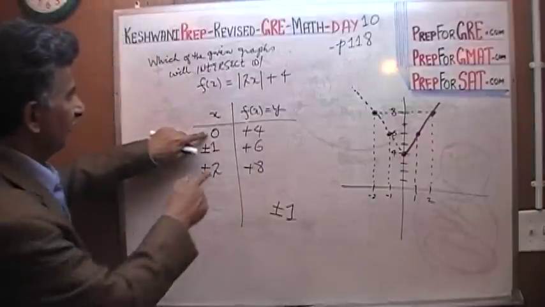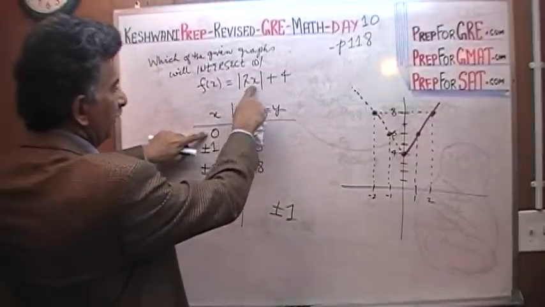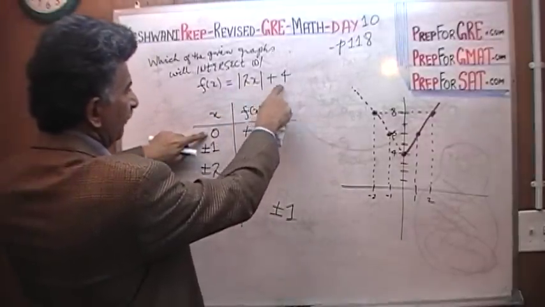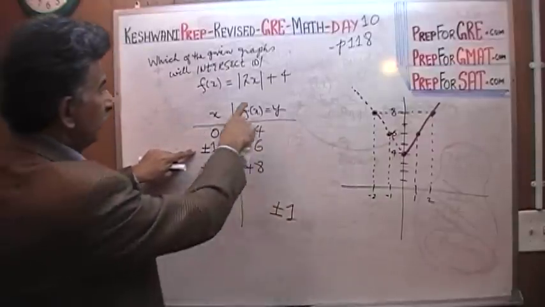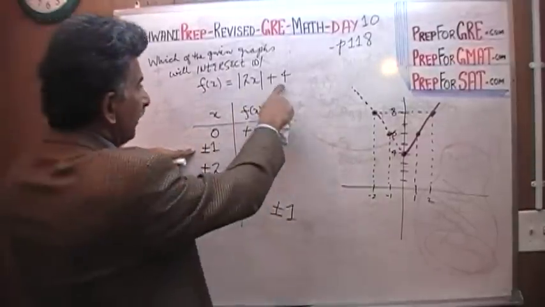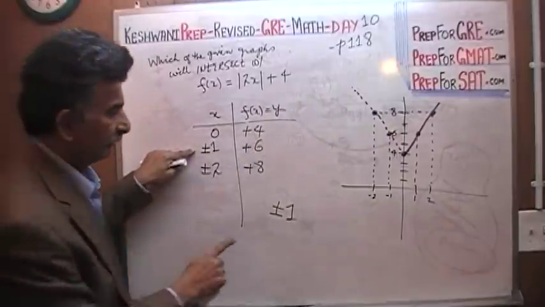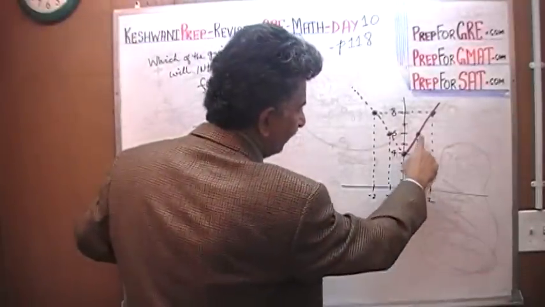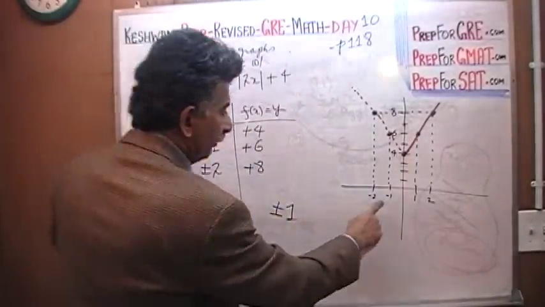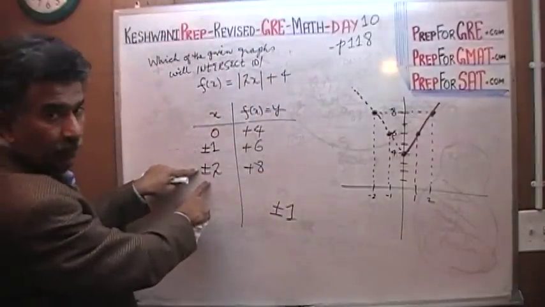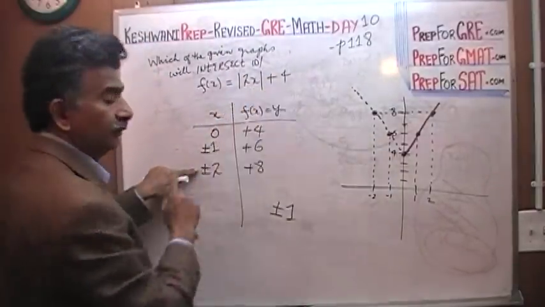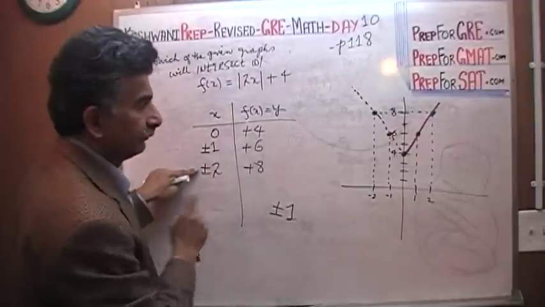So again, when x is 0, 2 times 0 is 0, 0 plus 4 is 4, so y is positive 4. When x is positive 1 or negative 1, 2 times 1 is 2, plus 4 is 6, so y is positive 6. When x is 1, y is 6 right here. Or when x is negative 1, y is 6 here. When x is 2, positive 2 or negative 2, 2 times 2 is 4, plus 4 is 8, right there. So that's our graph.